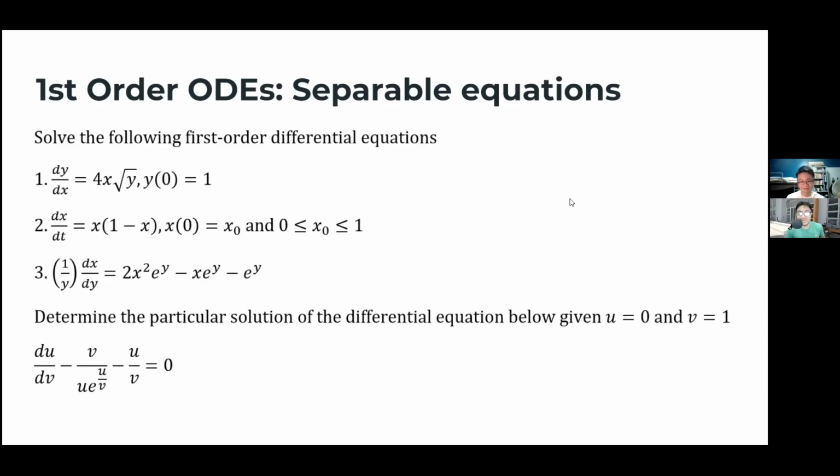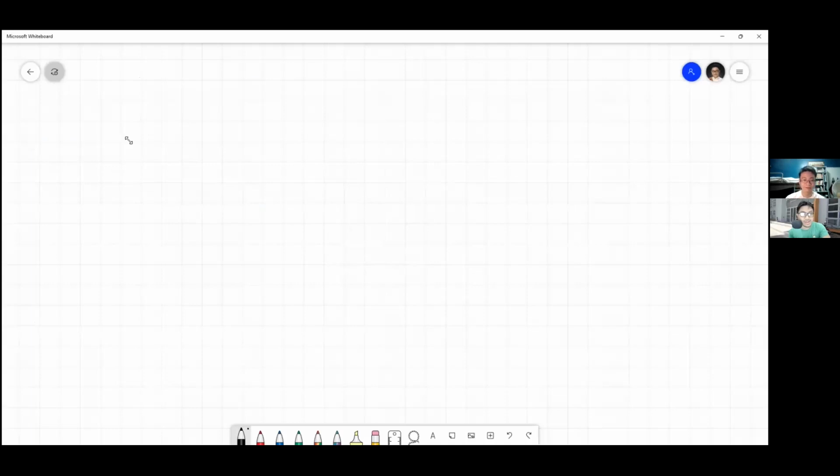So meron tayong iba't ibang klase ng kinds of first order ODEs. So unang-una dyan syempre is yung separable na equations natin. So siguro daanan lang natin number 1 tsaka number 3 na lang siguro. So lipat lang ako sa aking whiteboard. May I ask if nakikita ba yung Microsoft whiteboard? Yes. Okay. Lock ko lang din to para di siya gumalaw.